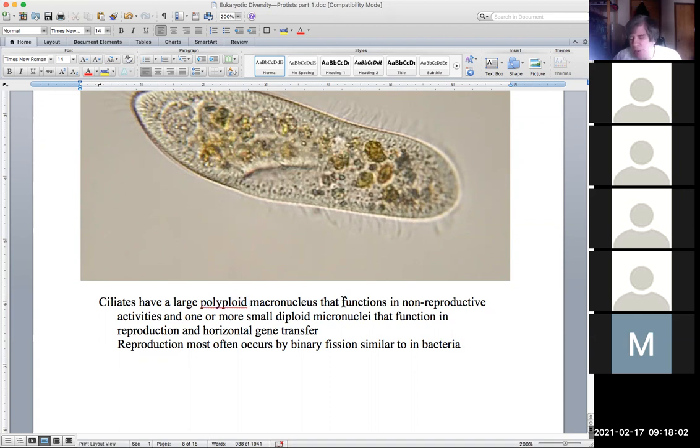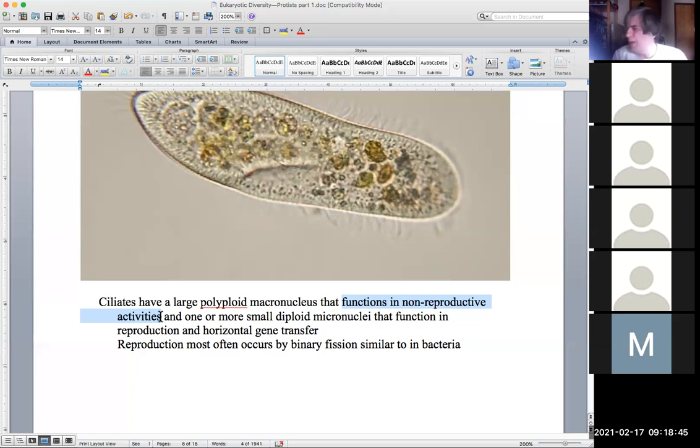And the reason it has multiple copies, the reason that this cell is polyploid, is because it's so big, because this functions in what are usually called non-reproductive activities. But if you go back to what we talked about in Biology 105, non-reproductive activities means protein synthesis. So, you know, if you're a really big cell, the advantage of having multiple copies of your chromosomes is you can make more proteins simultaneously. If you only have one copy of a chromosome, you can basically only make one piece of messenger RNA from that at a time.